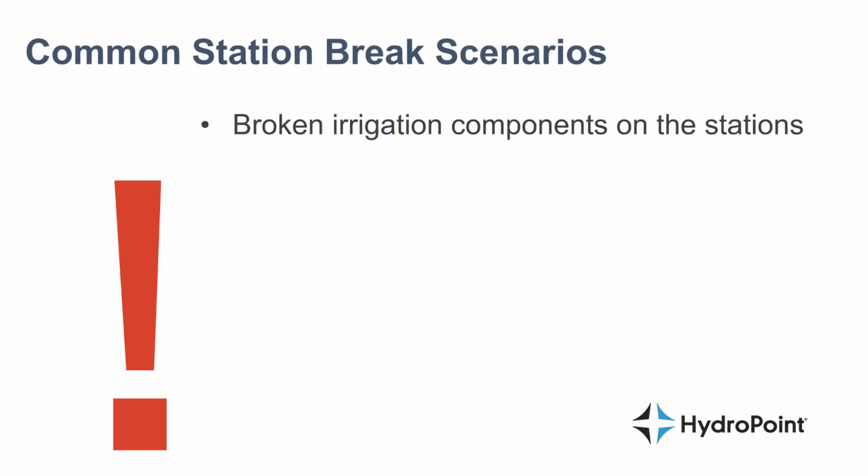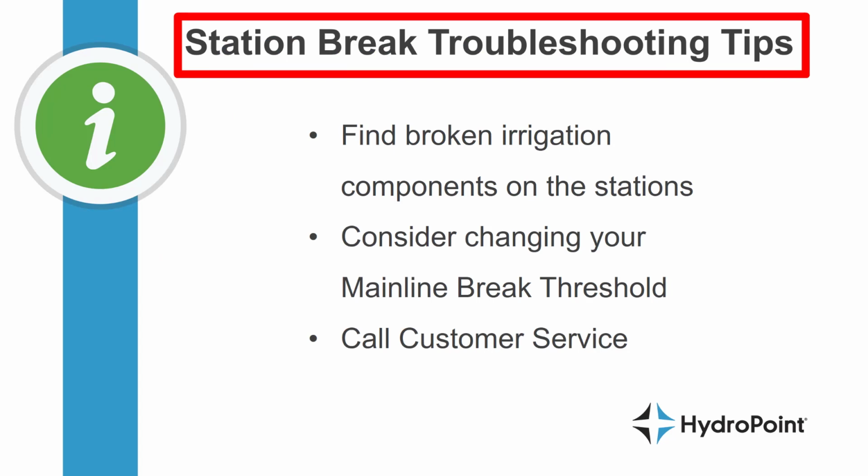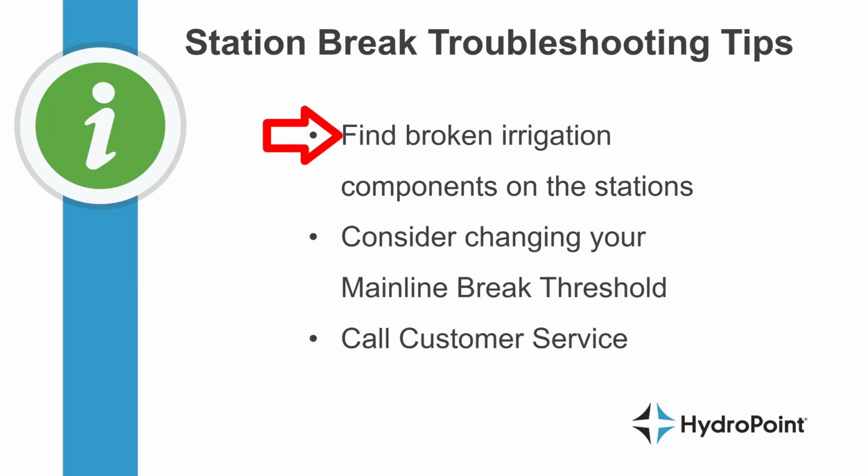So the most common station brake scenario is when you're running irrigation systems with broken components like sprinkler heads or lateral piping, and that single station is pushing the system beyond its threshold. So if you're troubleshooting your station brake alert, start by checking the stations in the alert notification. Find the broken irrigation components on your station that's driving up the use, and that station brake alert will go away.